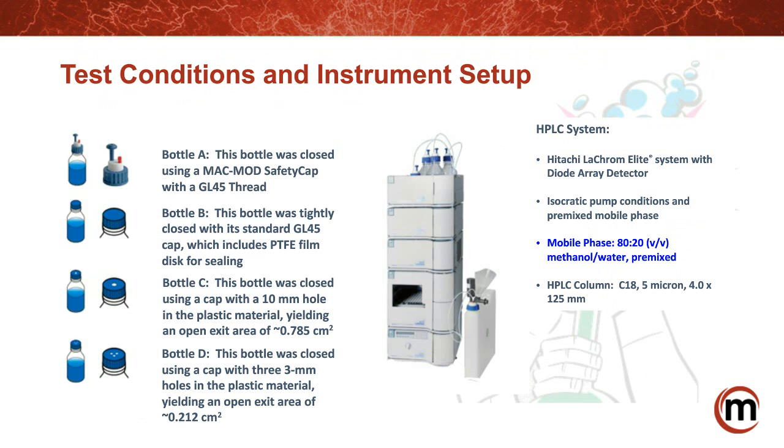So this is the experimental setup, test conditions, and instrumental setup details. As I mentioned earlier, these were the 4 different iterations, so bottle A, B, C, D. The HPLC system used was a Hitachi LaChrom Elite system with a diode array detector. Isocratic pump conditions and a premixed mobile phase were used. The mobile phase was an 80-20 mixture, volume by volume, methanol to water, premixed. And the HPLC column used was a C18, 5 micron, 4.0 by 125.